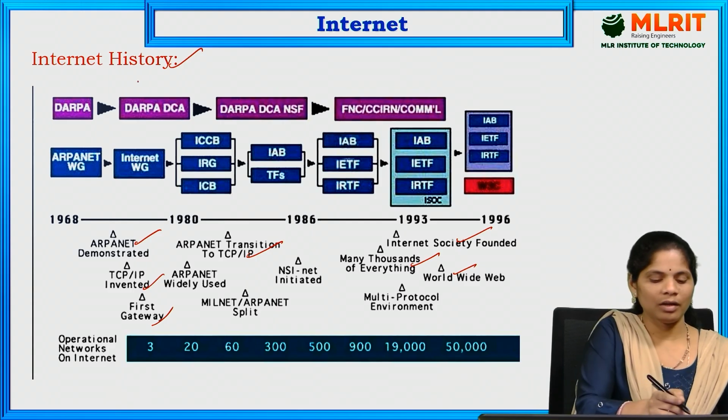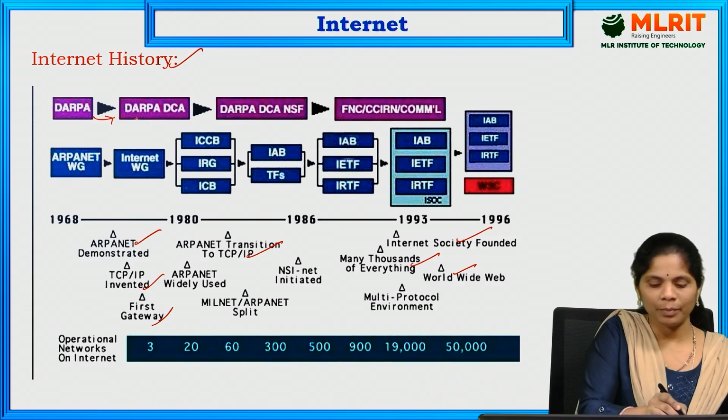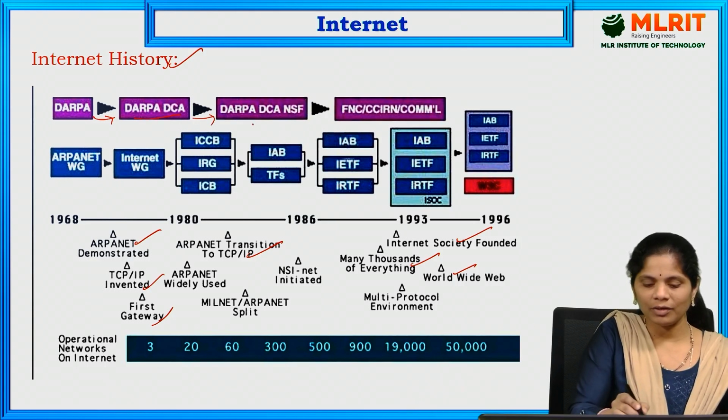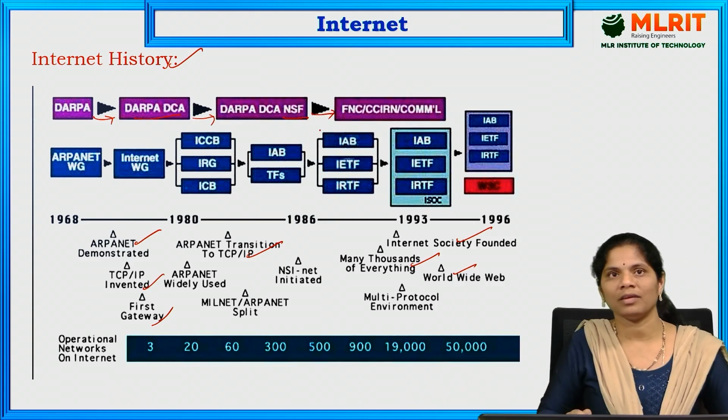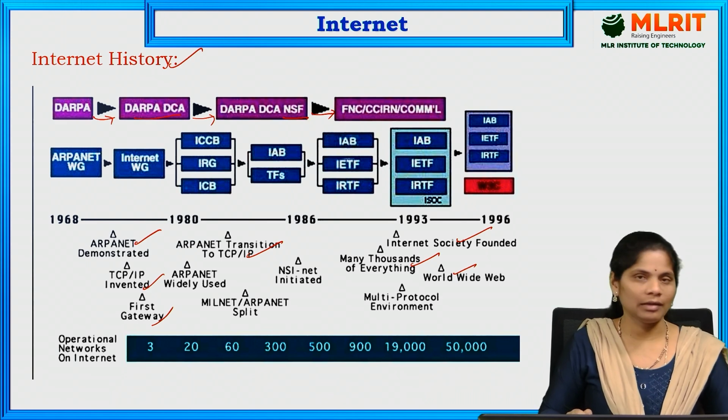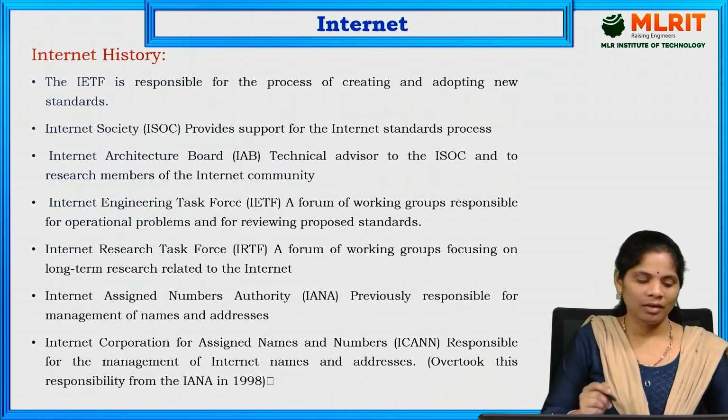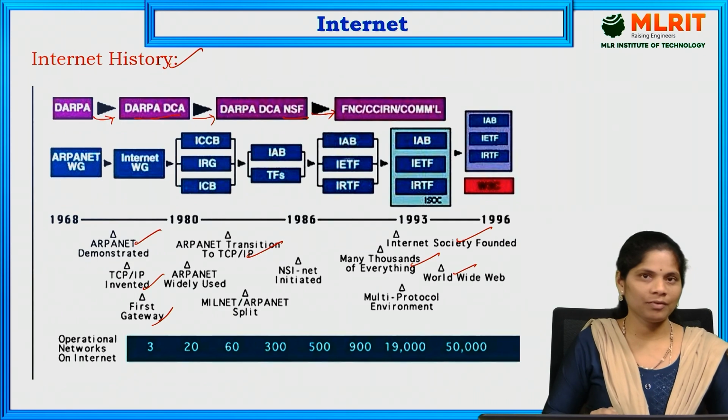So it is the DARPA. Next, it was converted to DARPA DCA, then converted to DCA NSF, and finally it was connected to FNC. This is the internet history. What are the terms we used here? These all we are going to discuss now.